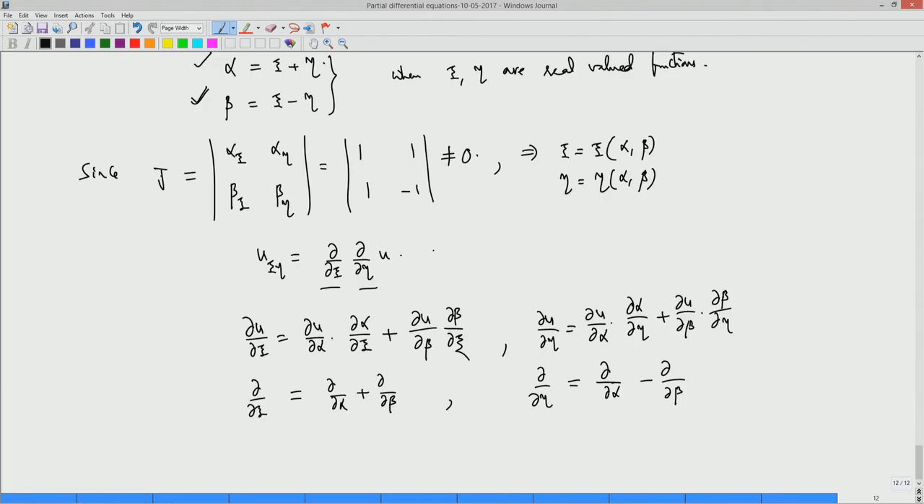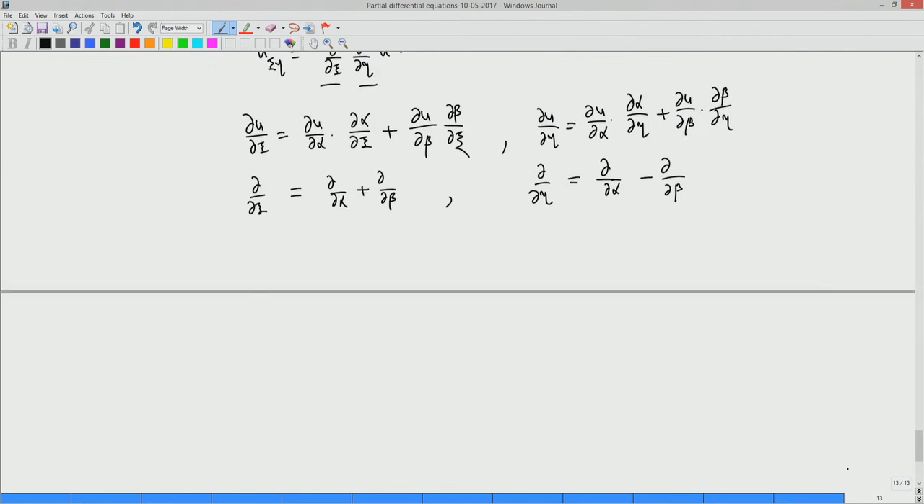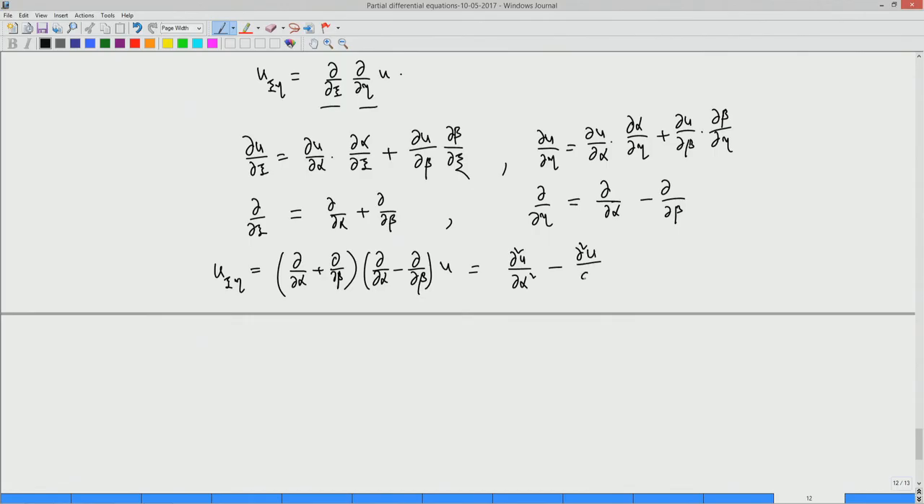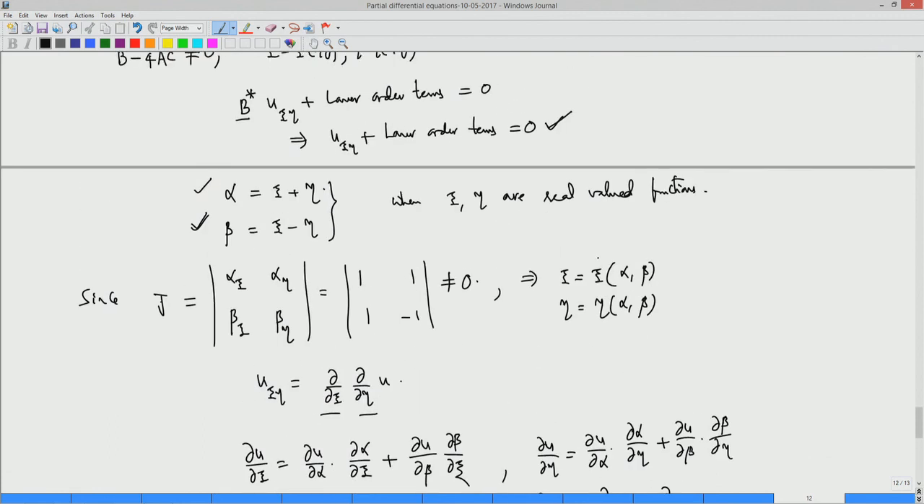So you come back and put it here. If you do that, what you get is u_ξη becomes, you can replace ∂ξ with ∂α plus ∂β into ∂α minus ∂β on u. So this becomes nothing but ∂²u/∂α² minus ∂²u/∂β². Okay, so we go back into the new variables. This is what you have.